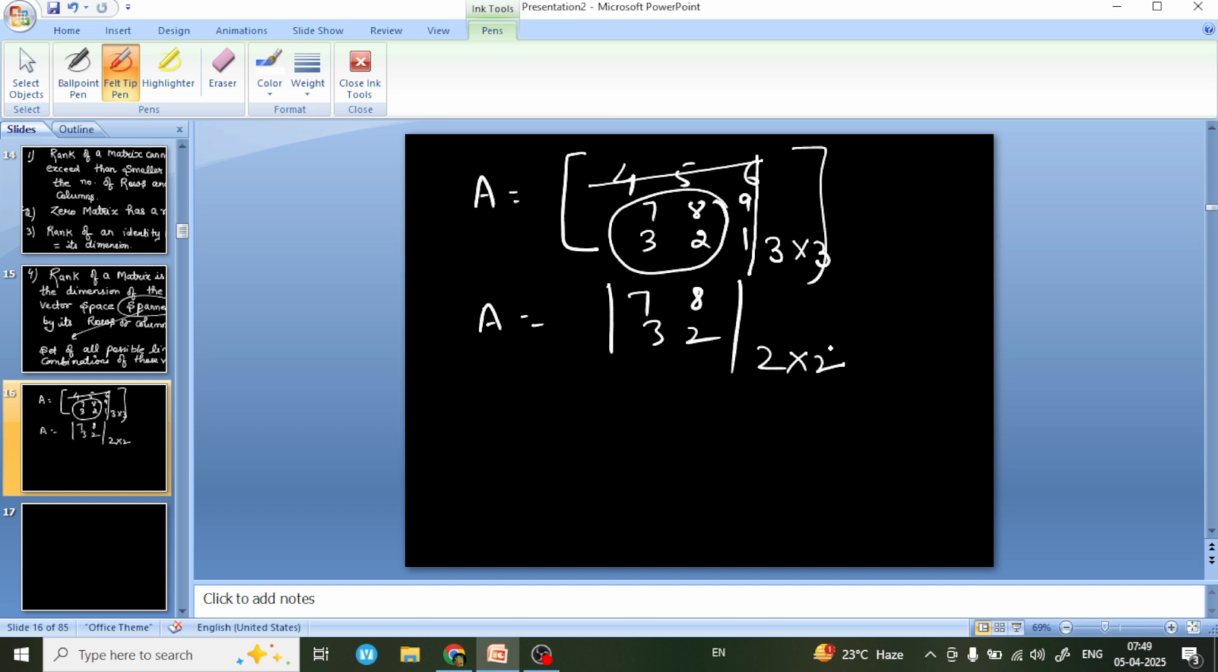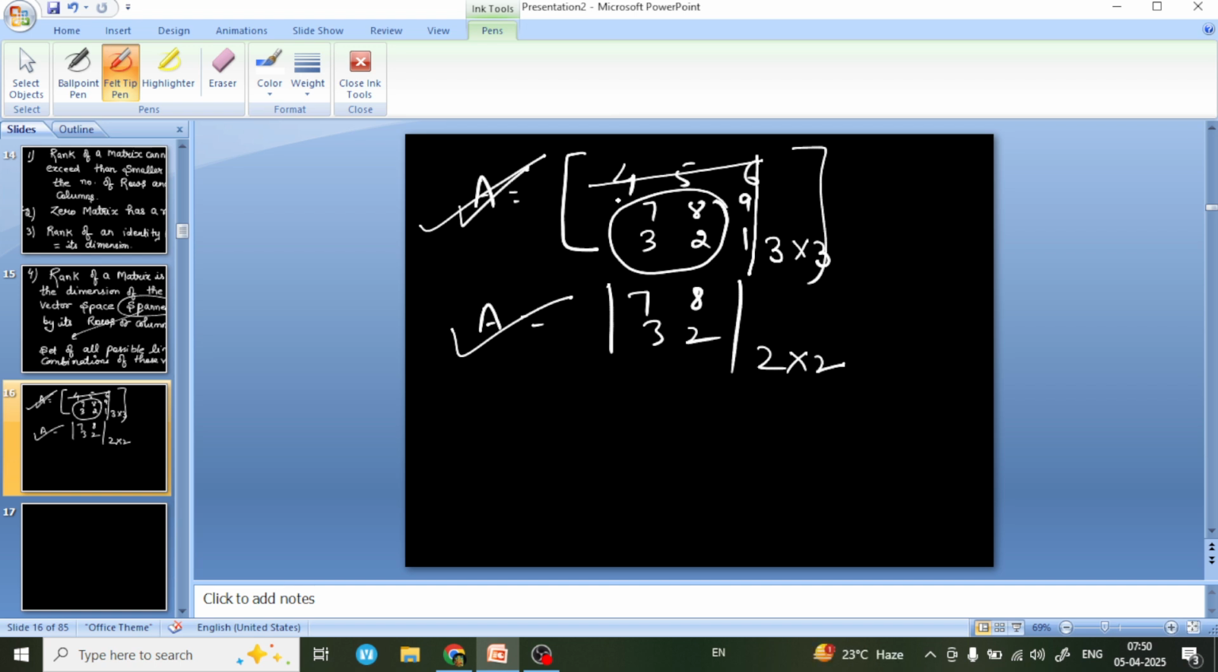Submatrix of a given matrix. This is a submatrix and this is a given matrix. I have found this submatrix from this given matrix. So a submatrix of a given matrix is either matrix A itself or a matrix obtained from this A after deleting rows, columns, or both.